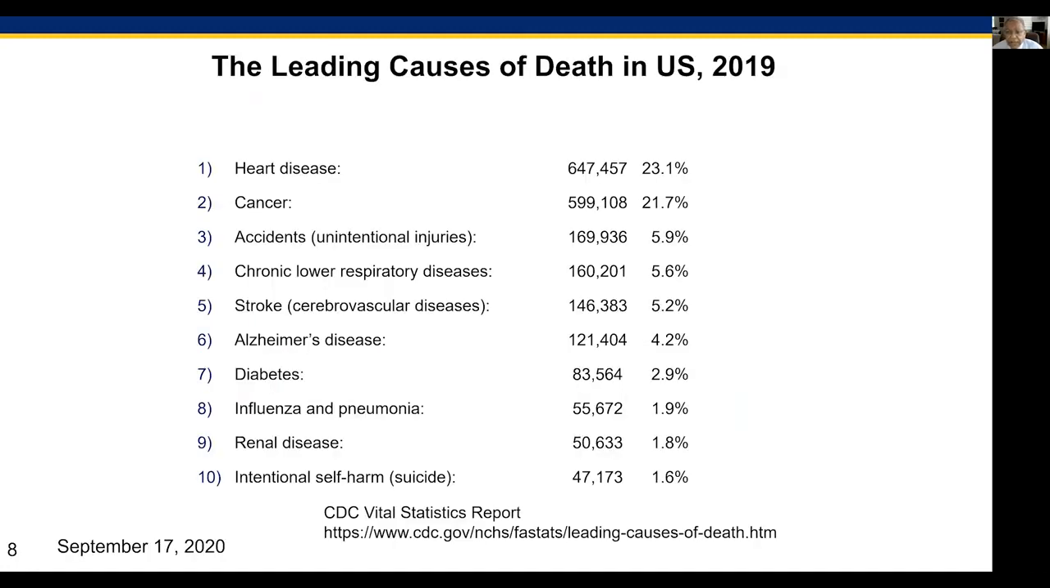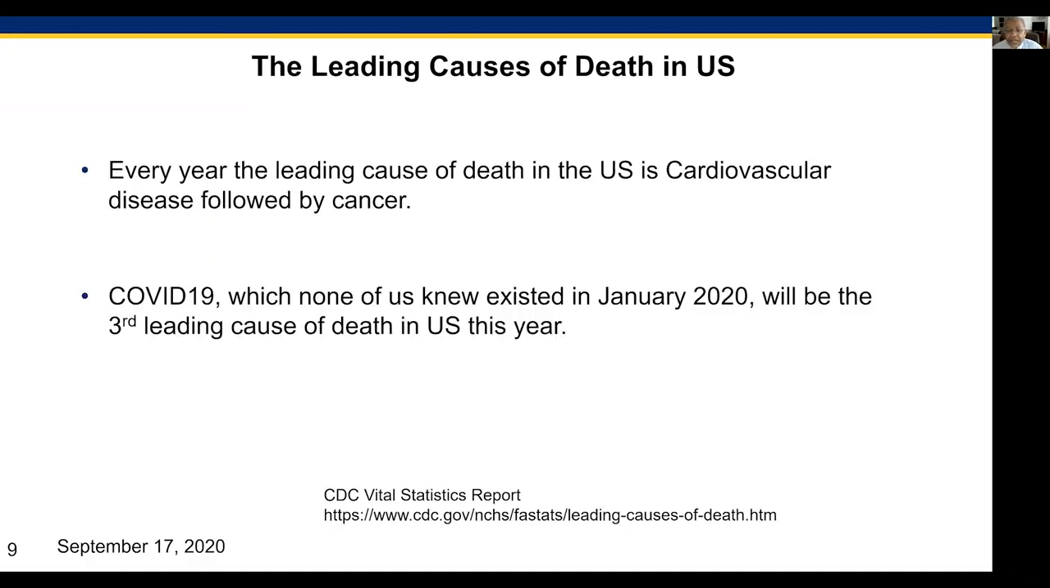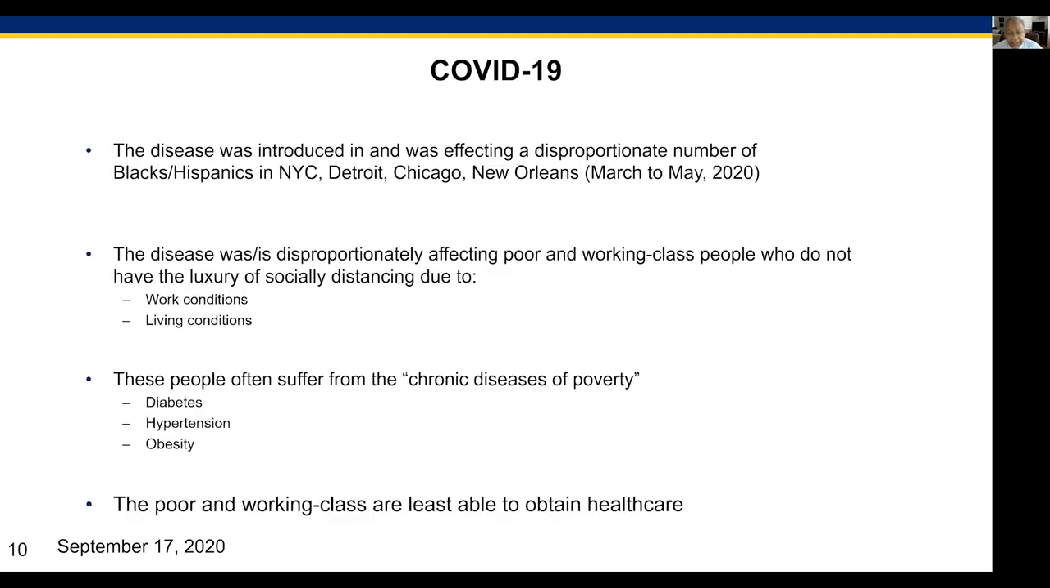This is the number of deaths for leading causes of death in the United States in 2019, and you will know heart disease followed by cancer, followed by accidents. With our 200,000 deaths from coronavirus, something we didn't even know about in January of this year, it is now the 3rd leading cause of death in the United States. Every year, by the way, for the last 60 or plus years, cardiovascular disease followed by cancer has been 1 and 2.